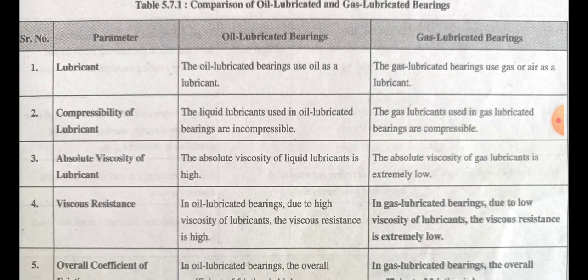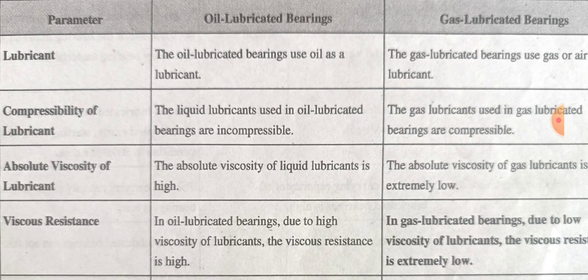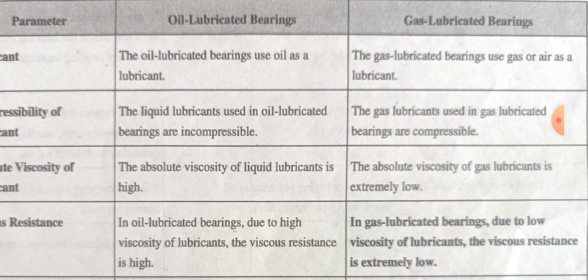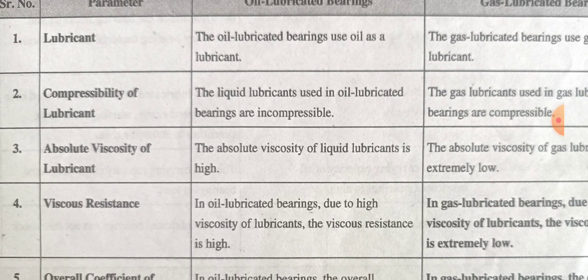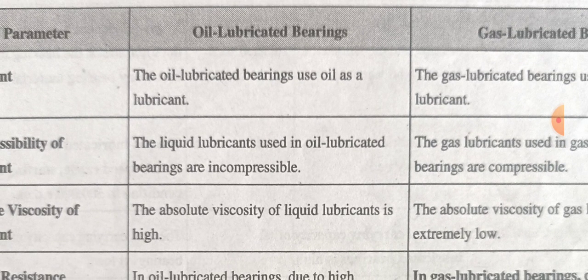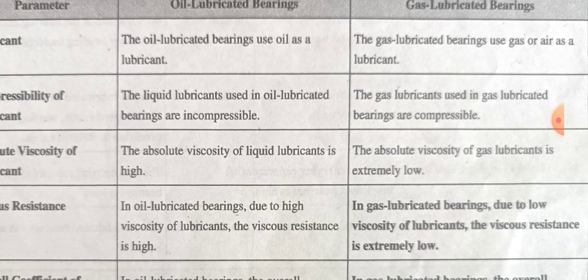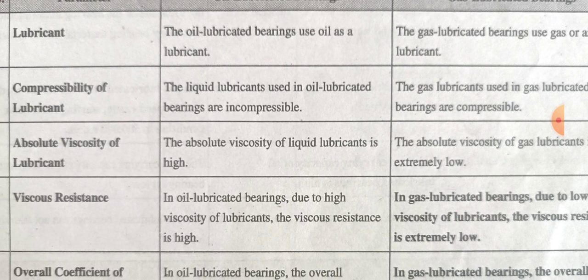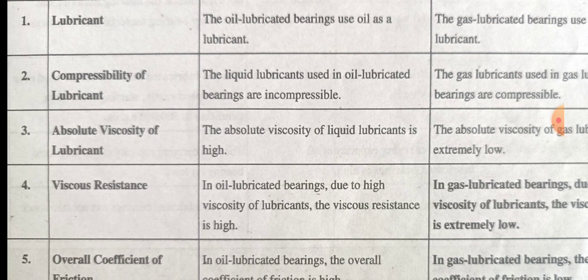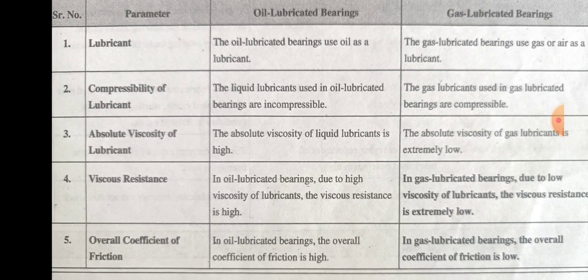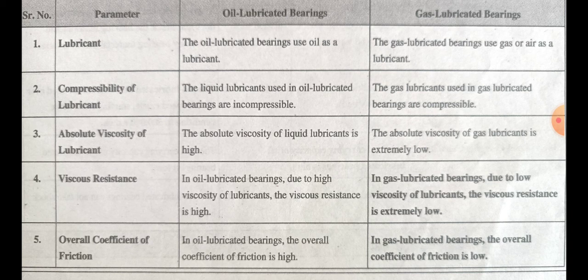First, the lubricant, or the substance used for the lubrication purpose. In the oil lubricated bearing, oil is used as a lubricant, while in the gas lubricated bearing, air is used as a lubricant. Compressibility of lubricant: it is incompressible in the oil lubricated bearing, while it is compressible in the case of a gaseous lubricant. Everybody knows that liquid is incompressible, while gas is compressible. Now again, absolute viscosity of lubricant. The absolute viscosity is high in the oil lubricated bearing, while in gases it is extremely low, a very low viscosity we can say.